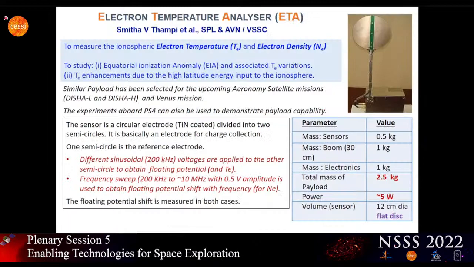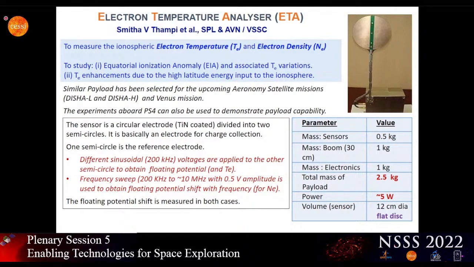Okay. The next experiment that is planned here is the electron temperature analyzer, ETA. This is to measure the ionospheric electron temperature and electron density, to study the equatorial ionization anomaly and associated TE variations and TE enhancements due to the high latitude energy input to the ionosphere.